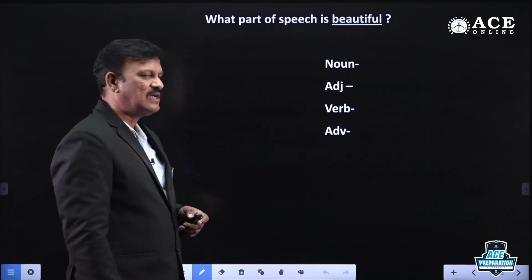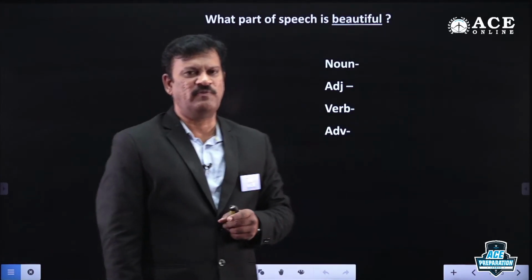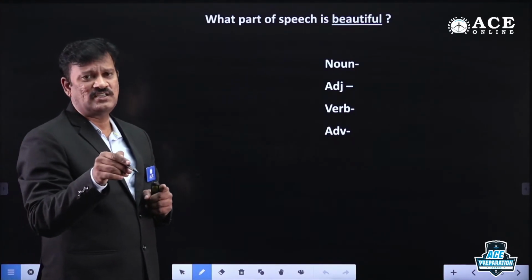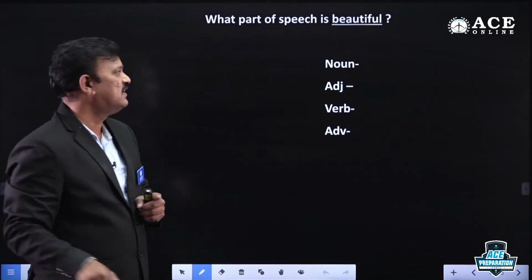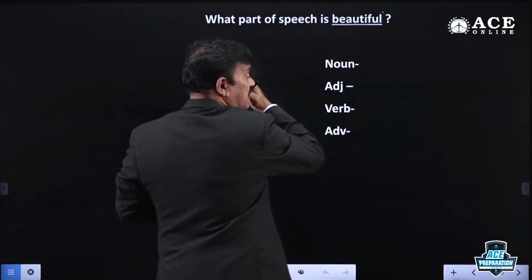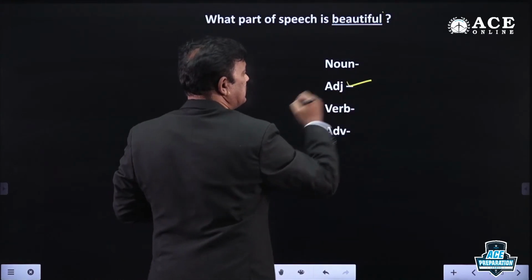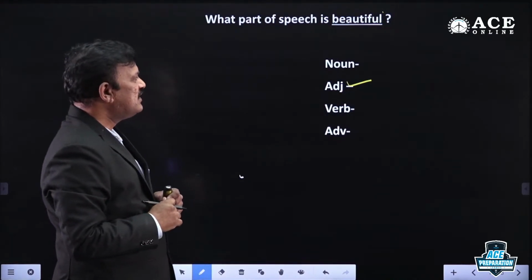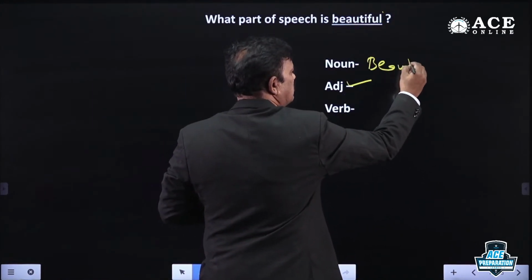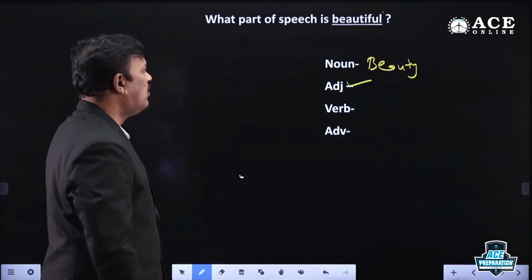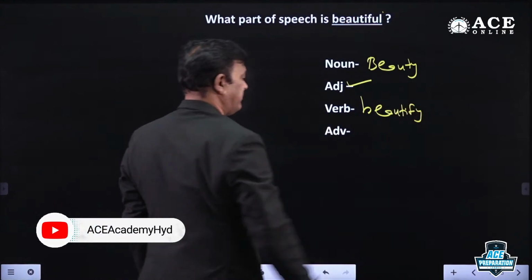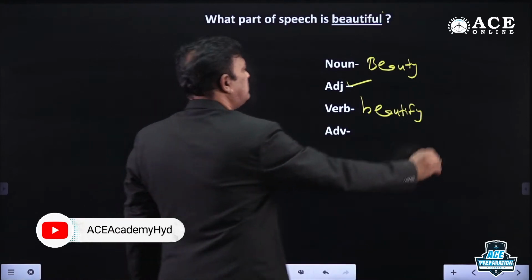Now, another skill you guys have to develop, which will be very helpful for this competitive part. Sometimes you have to change the part of speech to get the sentence correct. See, what part of speech is beautiful? With the help of the suffix, I can make out what? Adjective. Now, can you give me the noun form of that? You also have to develop this. What is the verb form of this? Beautify. What is the adverb form?